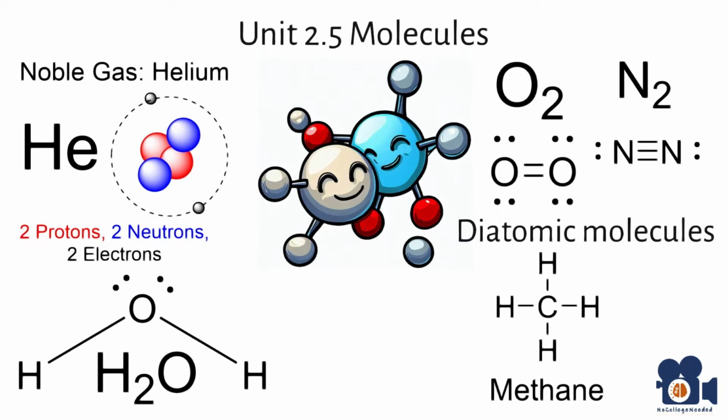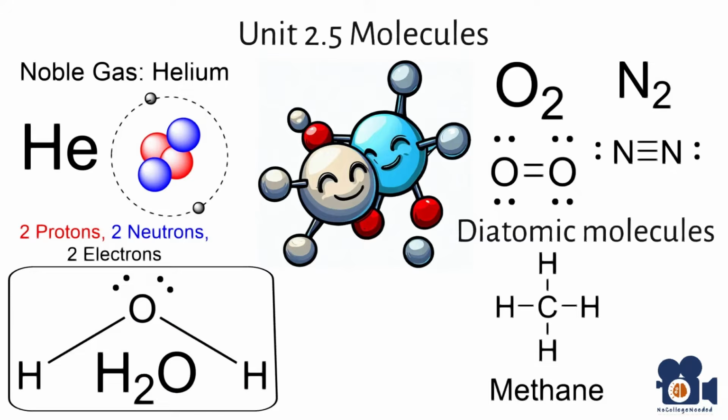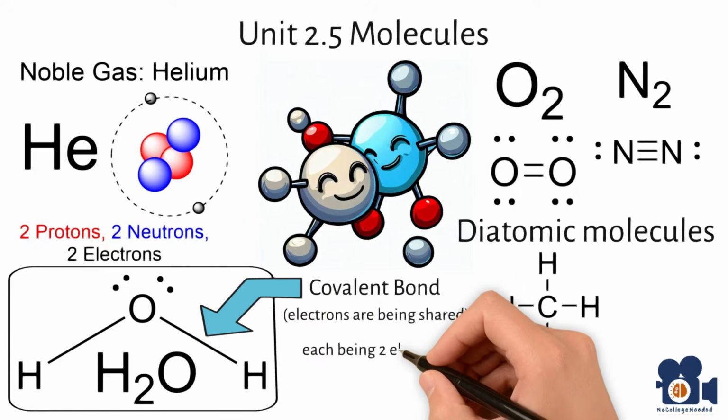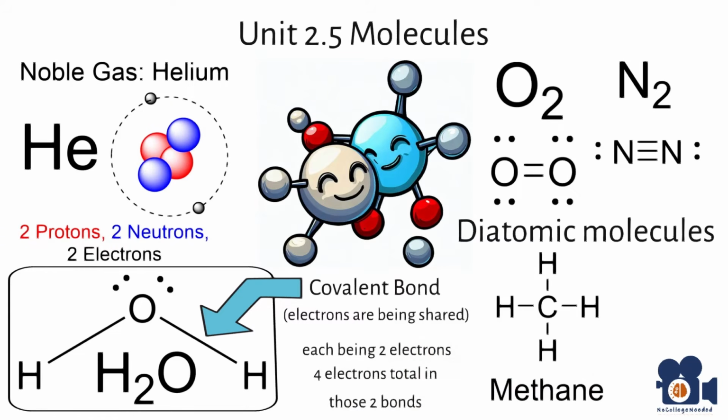Molecules can also be pictured via their structural formula like this. In the case of water, the lines from the hydrogen H's to the oxygen's O's represent covalent bonds, electrons being shared, with each being 2 electrons, so 4 electrons in total, in those 2 bonds. The same goes for the bonds in methane. However, the 4 bonds represent 8 electrons, 2 each. We'll go over how to know the correct way to draw molecular formulas in the upcoming units.